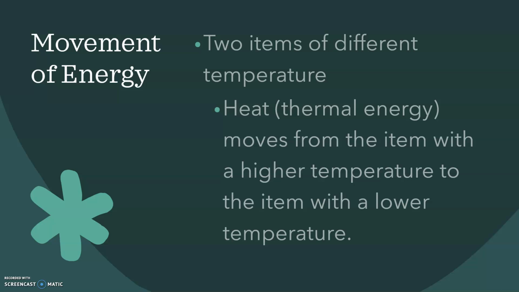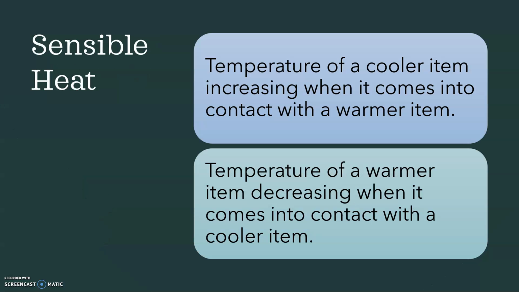Energy will move between substances. Heat moves from an item with a high temperature to an item with a lower temperature. This is called sensible heat. An example of sensible heat is a saucepan heating up when it comes into contact with the hot plate on the stove.